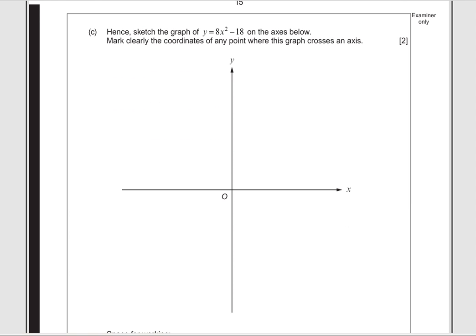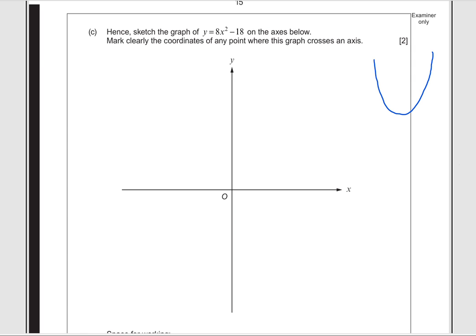Okay, so it says, hence sketch the graph of y equals 8x squared minus 18 on the axes below. Mark clearly the coordinates of any point where this graph crosses an axis. So this is a quadratic, and it's positive, so it's going to be this kind of smiley face shape. If it was a negative x squared, it would be the sad face, a negative quadratic.